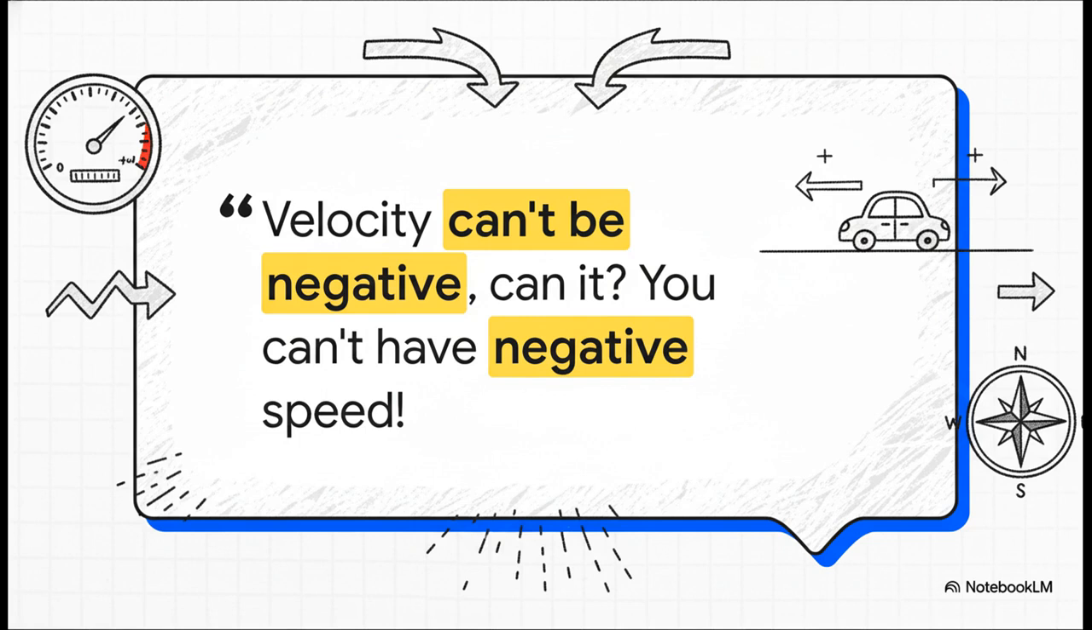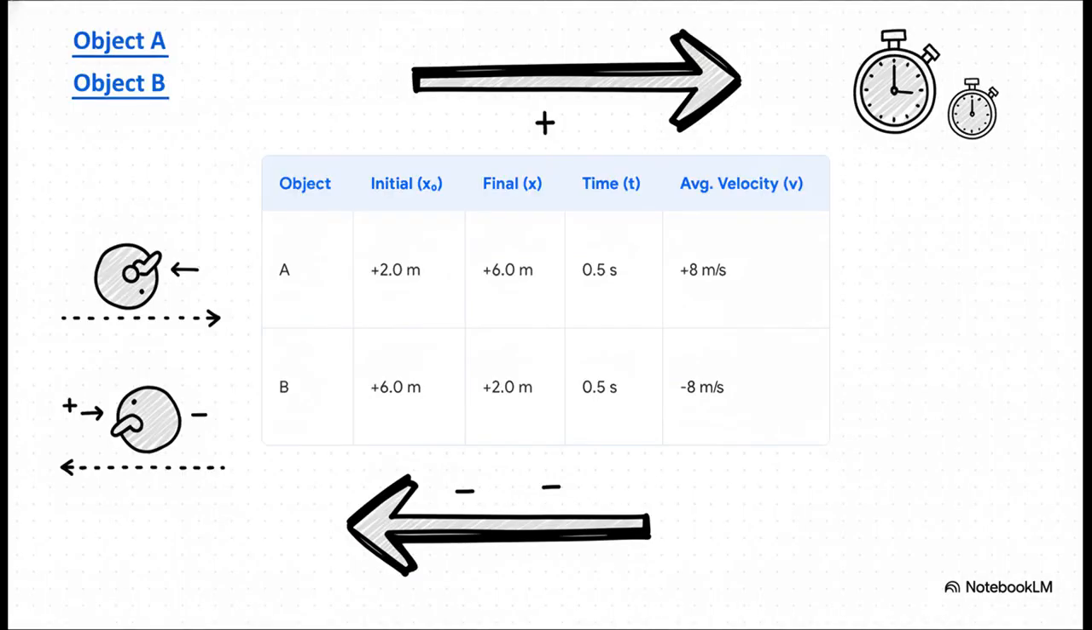But we have to remember, velocity is a vector. It's all about direction. That little plus or minus sign, it's just a label for direction. That's it. For example, let's say we decide that moving to the right is positive. So object A moves from the 2-meter mark to the 6-meter mark, we'd say that's a positive velocity. But if object B goes the other way, from 6 meters back to 2, its speed is exactly the same, but we call its velocity negative just to show it's going in the opposite direction.